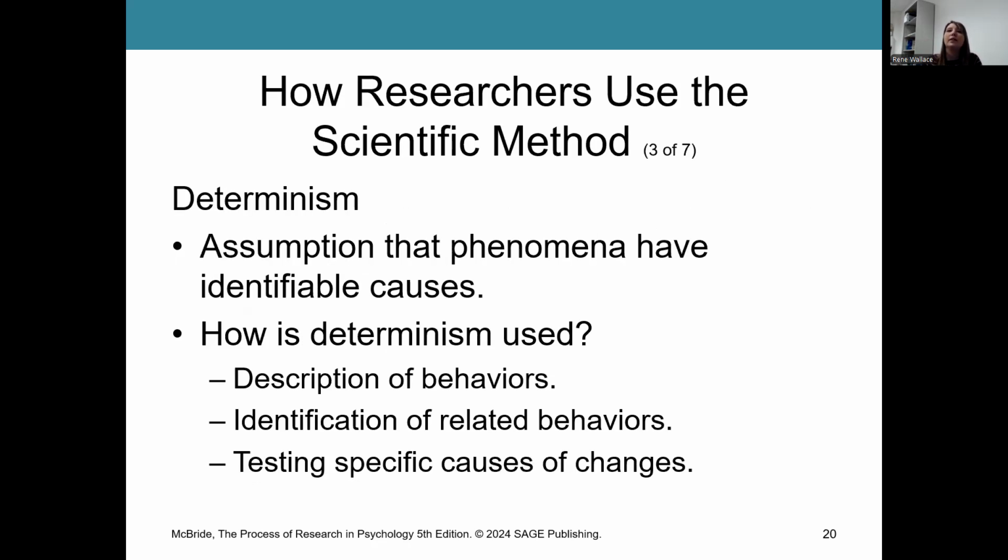Determinism. So that's another way we can use the scientific method. That's the assumption that a phenomenon has an identifiable cause, right? We want to describe the behavior and then identify those behaviors related to it and then test specific causes or changes. If we did this, would the behavior change?